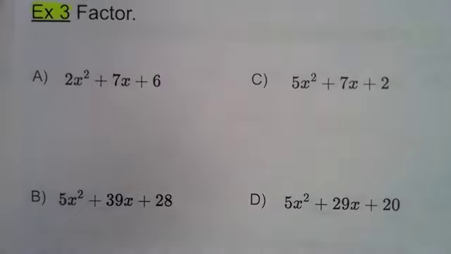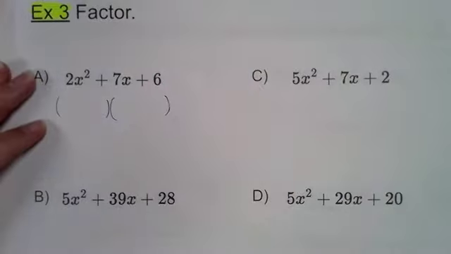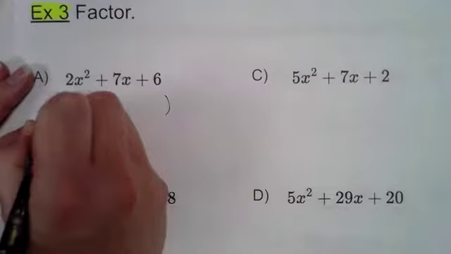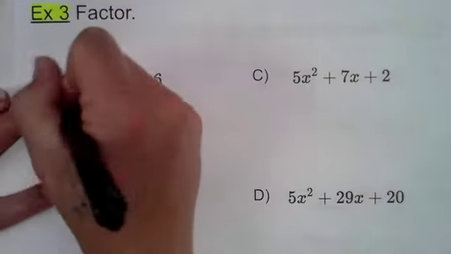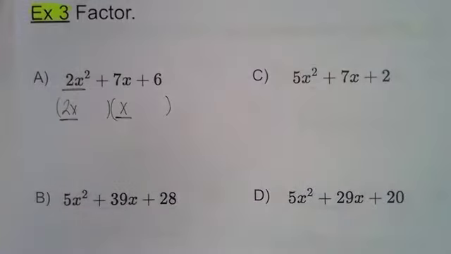Example 3, factor. We have 2x squared plus 7x plus 6. We're going to double bubble. And we're going to set up our structure. First times first has to be 2x squared. What times what is 2x squared? 2x times x. 2x times x would give us 2x squared. Very good.